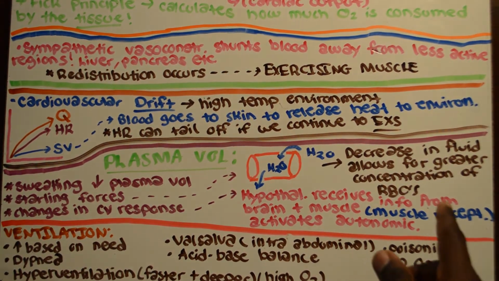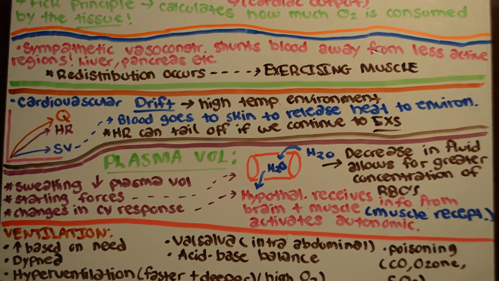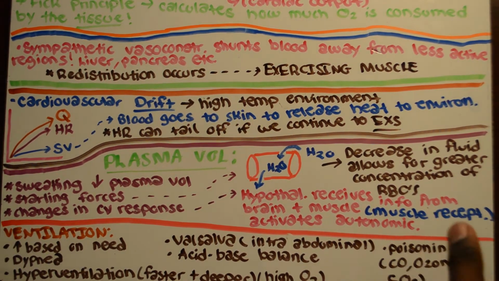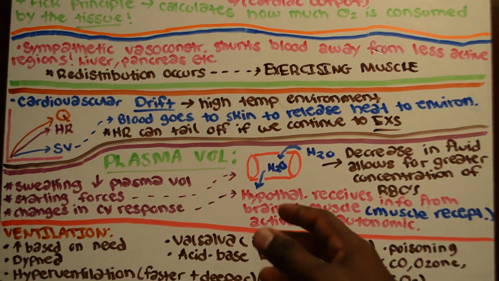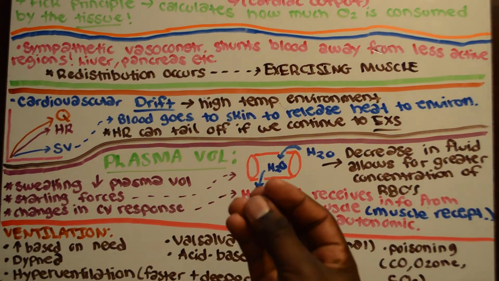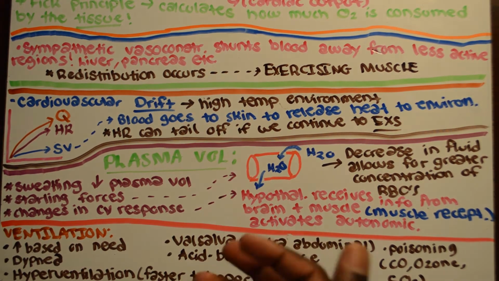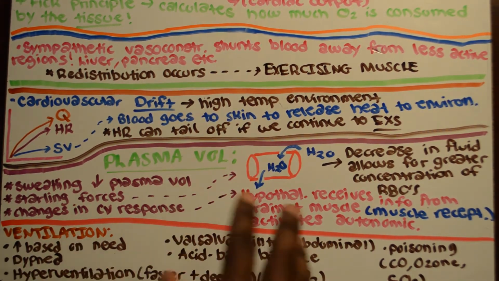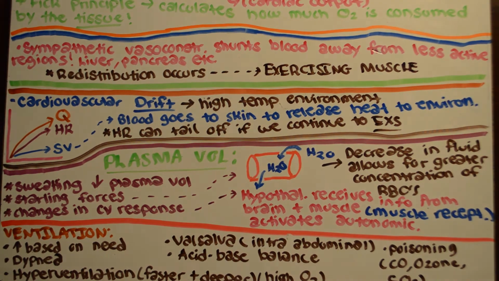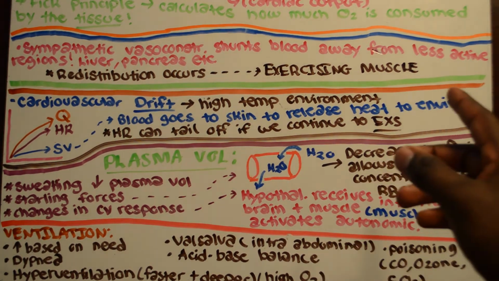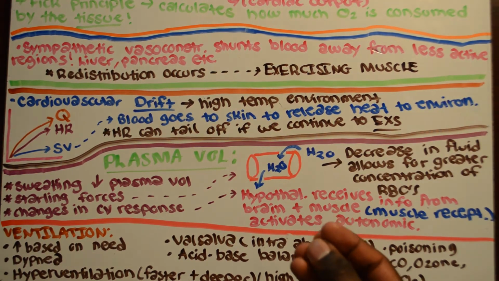Now this decrease in fluid allows for greater concentration of red blood cells. And that makes sense because if we're having less water within the blood, that means we're going to have a higher concentration of just red blood cells. Now, mind you, people think blood is just red blood cells. No, in the blood you have amino acids, small proteins, red blood cells, white blood cells, all types of things. But specifically, when this fluid leaves, we have a greater concentration of red blood cells.